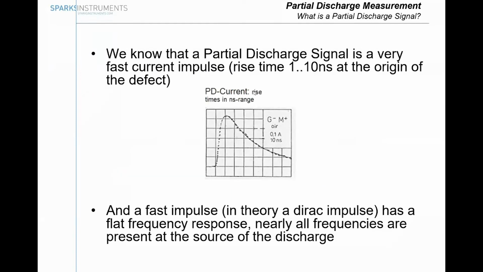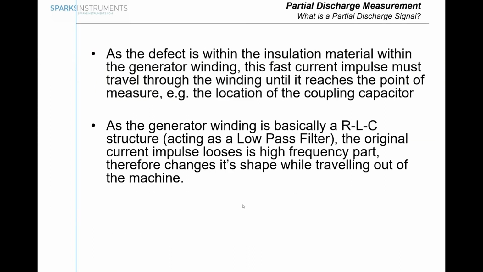So the partial discharge signal is a very high frequency signal, and a fast impulse, in theory a Dirac impulse, has all kinds of frequencies. So the generator winding, as I said, is acting as a low-pass filter. We want to measure a high-frequency signal, but the machine acts as a low-pass filter, filtering the high-frequency signals away. So generally at the original source of the PD, we have all kinds of frequencies. But because we cannot install the coupling capacitor directly at the defect, we have to install it outside of the machine. This signal will travel through the machine and loses its high frequency content while traveling through the machine.